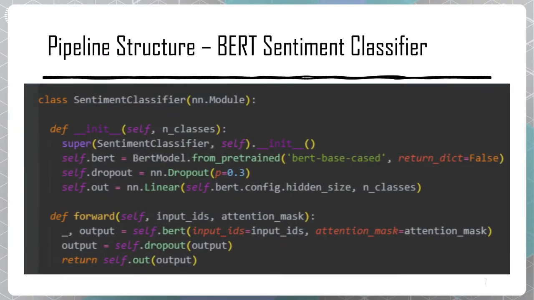The sentiment classifier is built on top of the BERT model and includes a dropout layer for regularization. It then returns an output from the last fully connected layer because that is what is required for the cross-entropy loss function that I use during training.